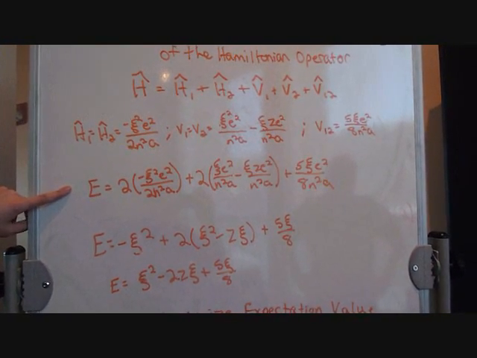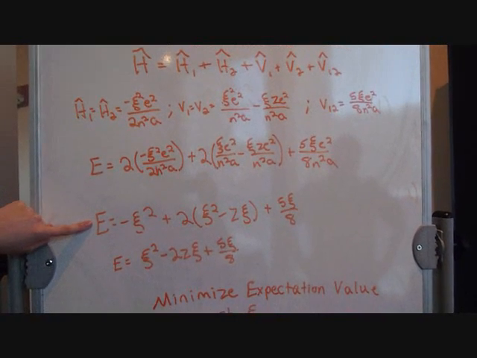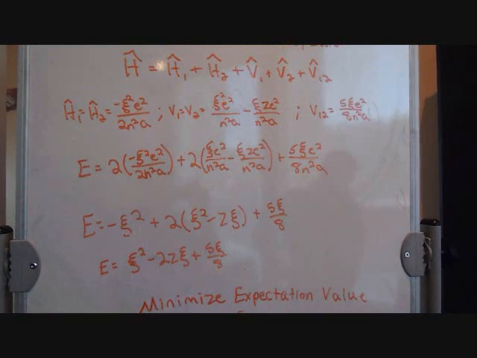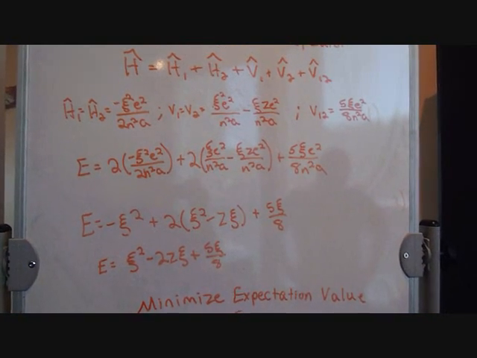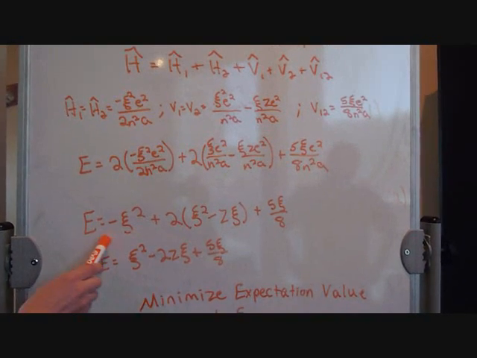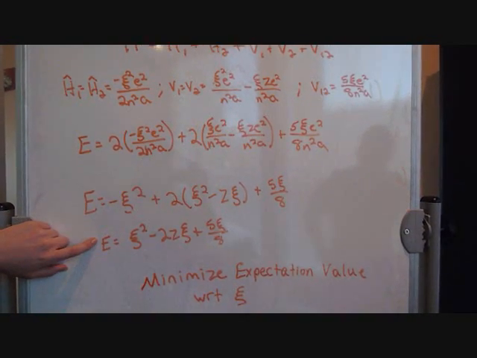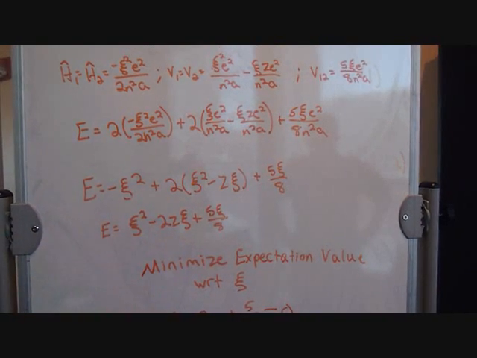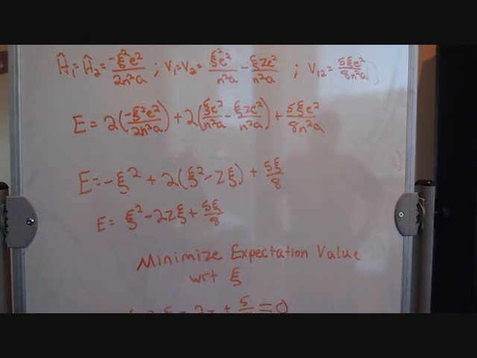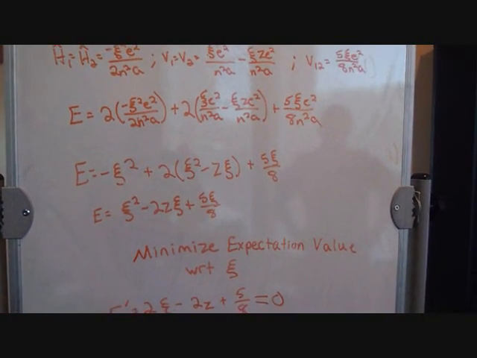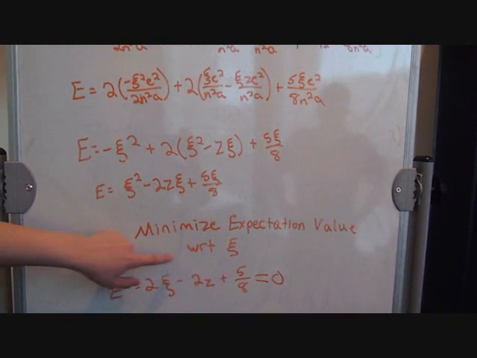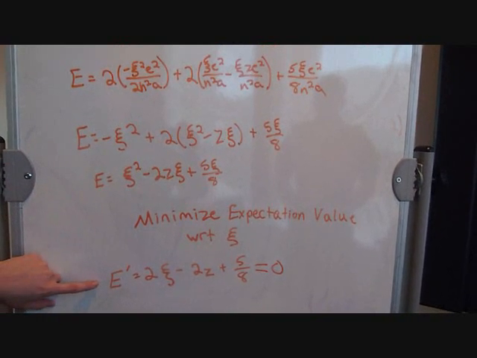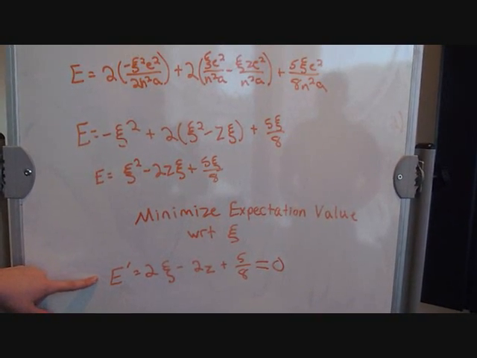In order to find it, we simplify it to this equation right here, because we take n equal to 1, and we pull out the e squared over a because it's simply a unit in the Hartree-Fock method. So this is our initial equation, and then we simplify it down to this, and we get zeta squared minus 2z zeta plus 5/8 zeta. In order to solve for the ground state energy, we need to minimize the expectation value with respect to zeta, and we do that by taking the derivative of this equation and setting it equal to 0, as we show right here.